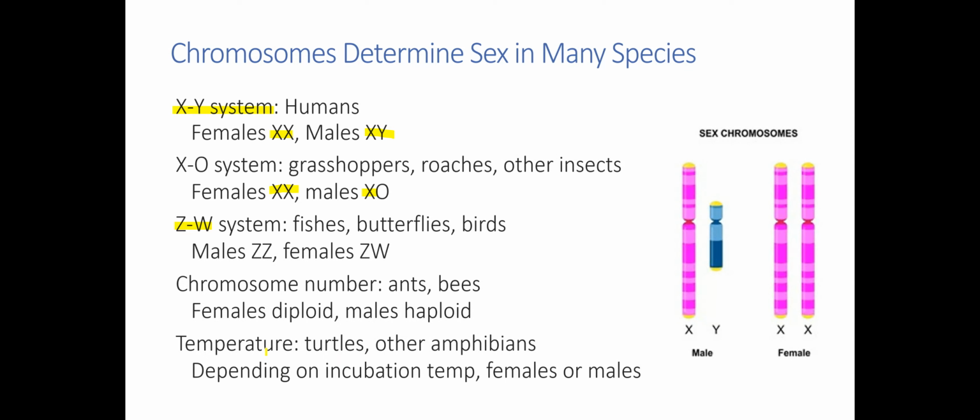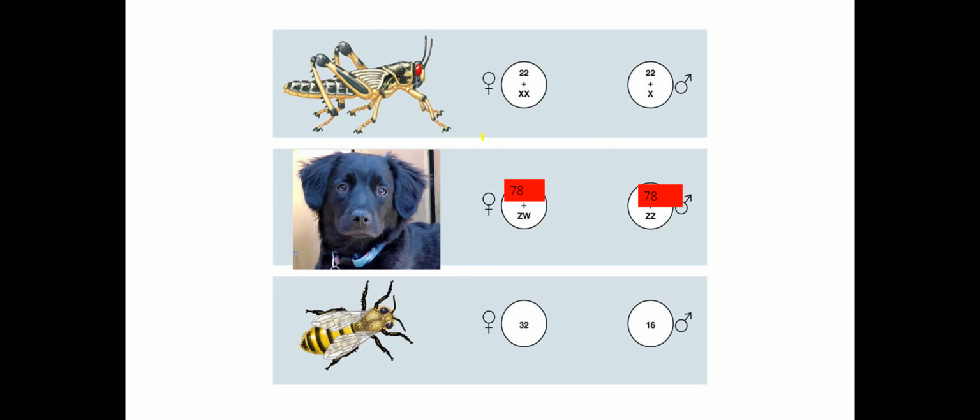In ants and bees, females have a diploid chromosome number, while males only have a haploid number. And for some animals, it has to do with the temperature at which they incubate when they're in their eggs. Different temperatures lead to the expression of either female genes or male genes. So really, once again, all we need to focus on is the XY system, because this is the one that pertains to us. But here are just some examples of how other organisms determine their sex.